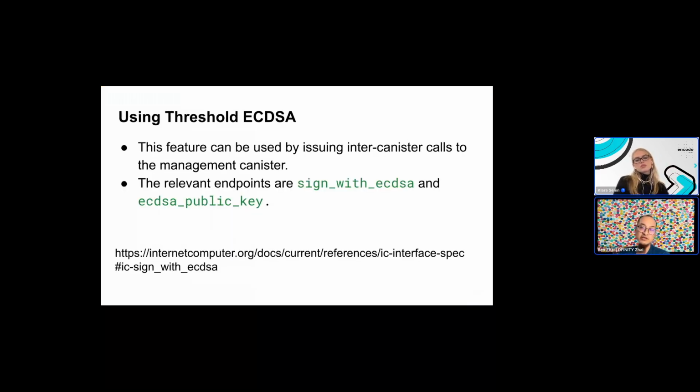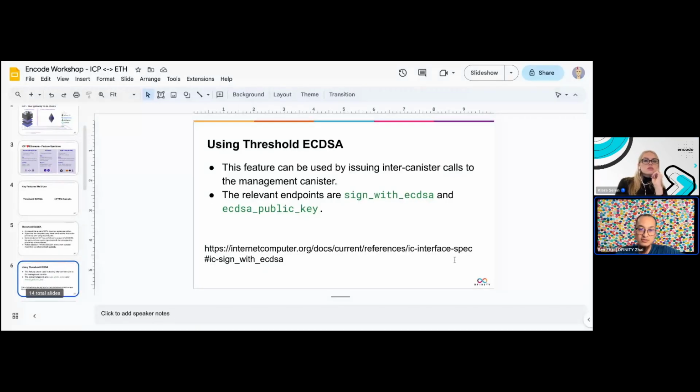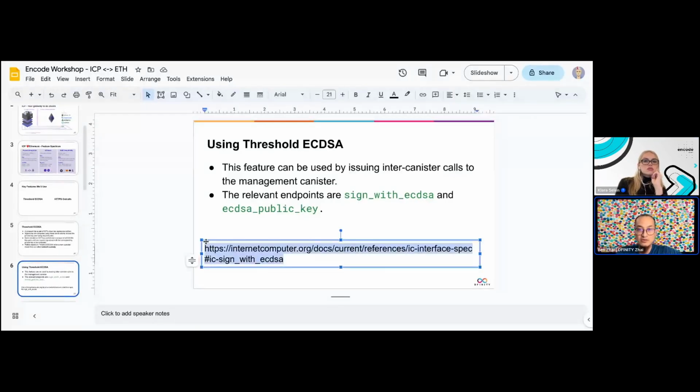And using threshold ECDSA is very simple, although the technology is very complex. We have abstracted it and made it very simple to use. So the feature can be used by issuing inter-canister calls to the management canister. And the endpoints we'll be looking at are just sign with ECDSA and ECDSA public key. I will probably share the link in the chat, so you can also take a look.